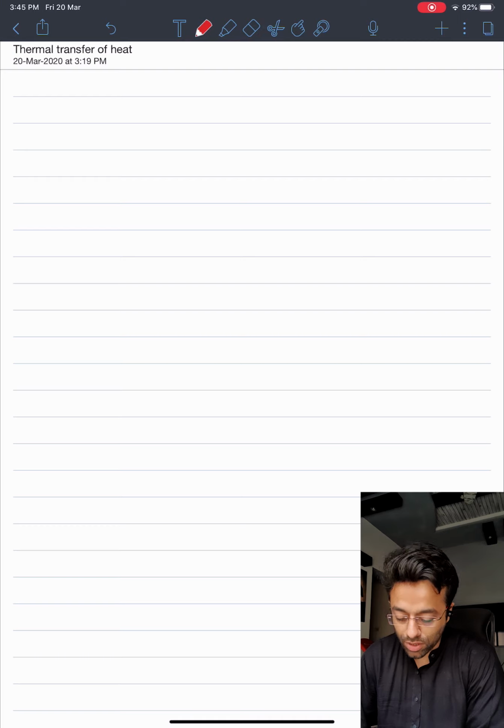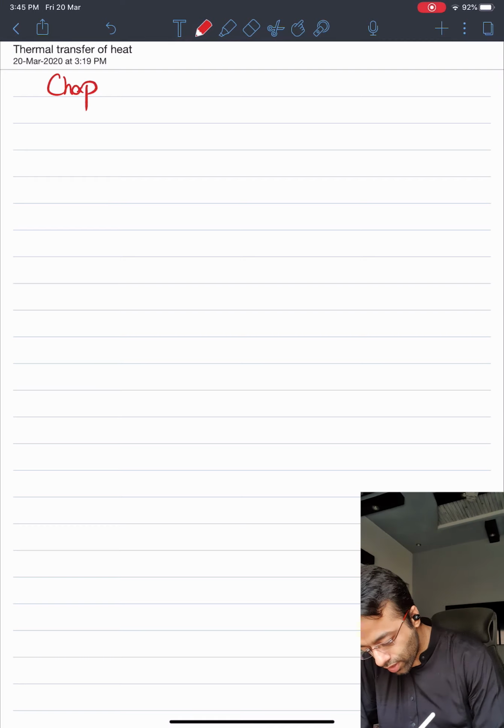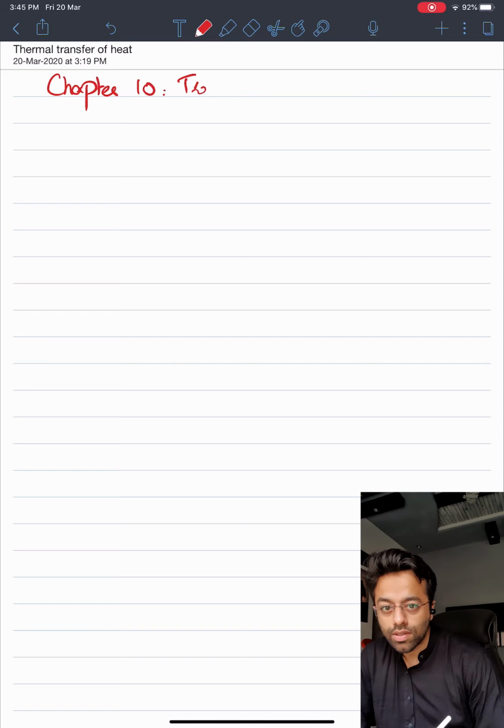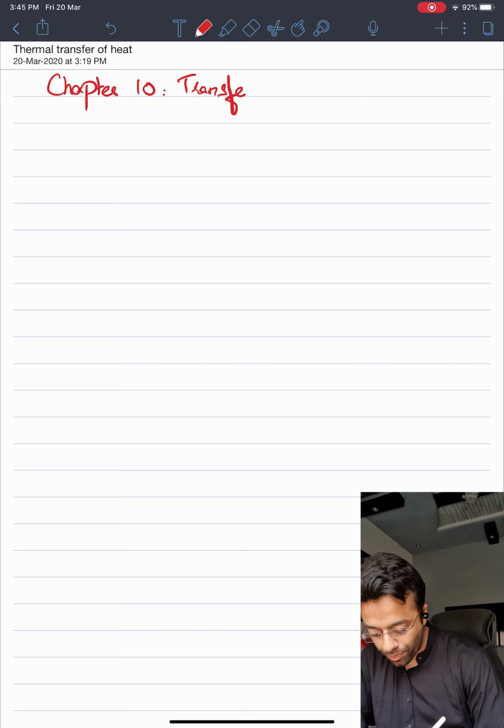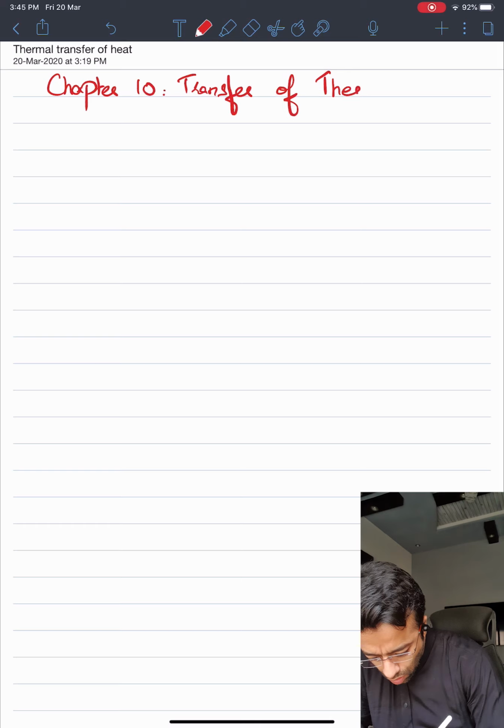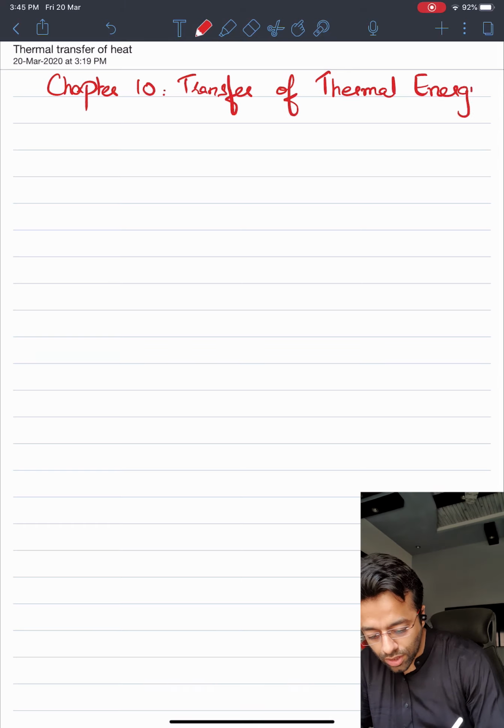We are studying chapter number 10 now. We are done with chapter 8 and chapter 9. We are on to chapter number 10. It's called Transfer of Thermal Energy.